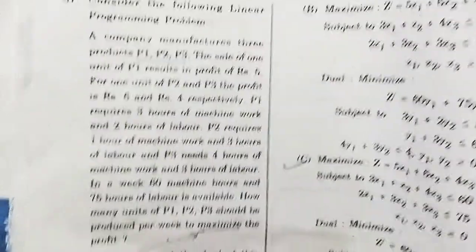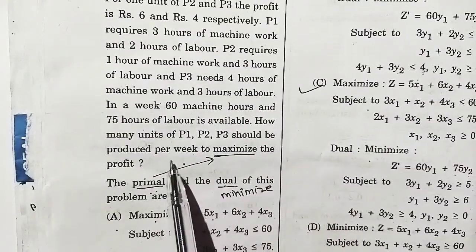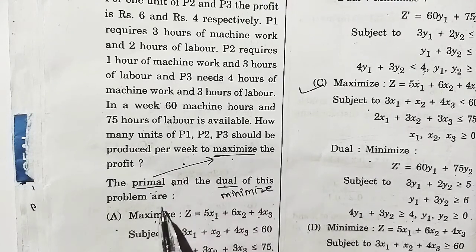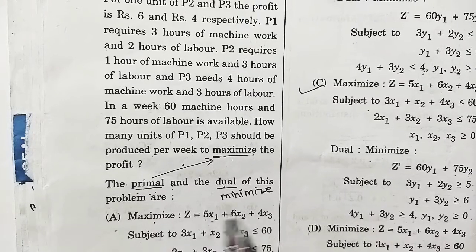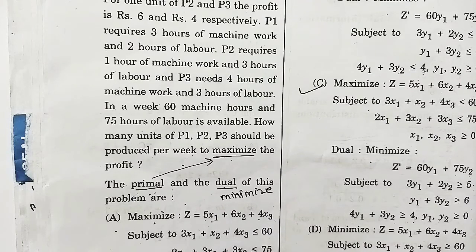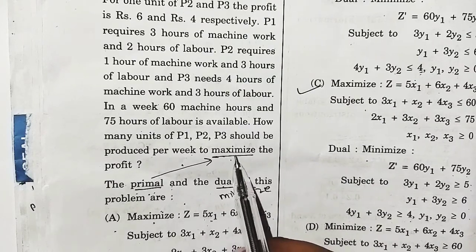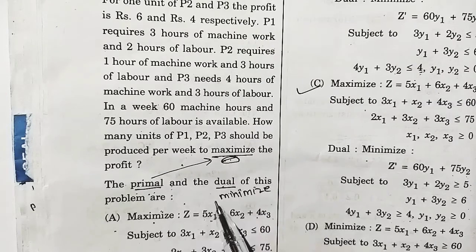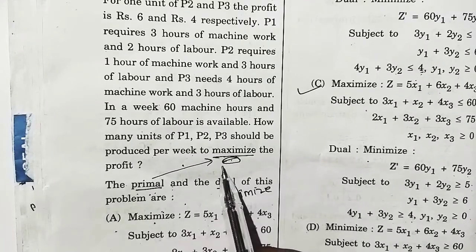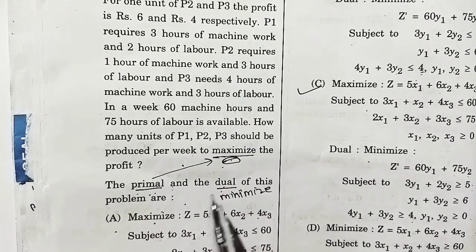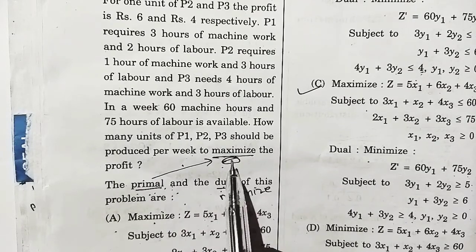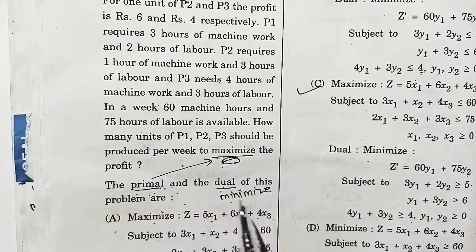Now the question is, how many units should be produced per week to maximize the profit? This means our function should be maximize. The primal and the dual of these problems are, this is a very simple question. You just need to know what is primal and what is dual. Here they have given maximize profit. Maximize profit means our primal is a maximize function and the dual is just the opposite of this primal. If in primal our profit function is maximize, then in dual it should be minimize.